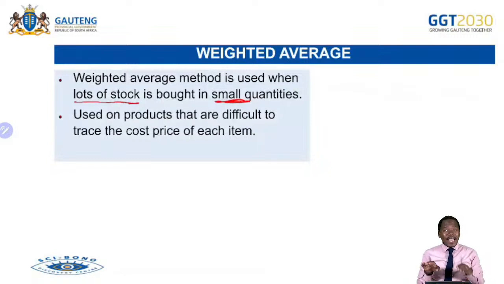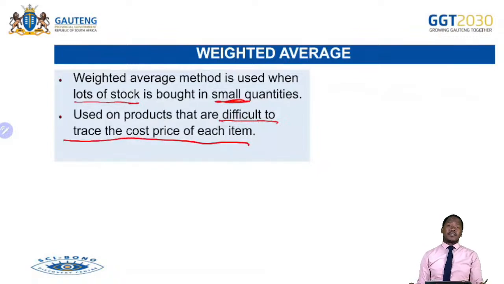And also the prices of these items should be almost the same. Like 2 rand, 2 rand 10 cents, 2 rand 5 cents, 2 rand 15 cents. The prices are almost the same. Then I can opt for weighted average. It is also used if it's going to be very difficult for us to trace the cost price of each item. What I've been saying, Grade 12.